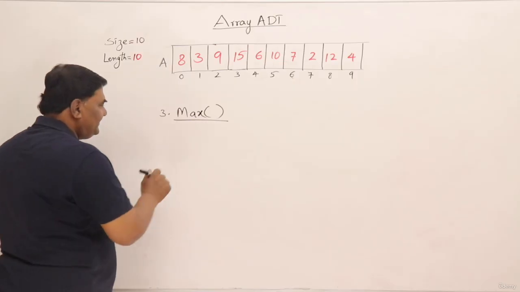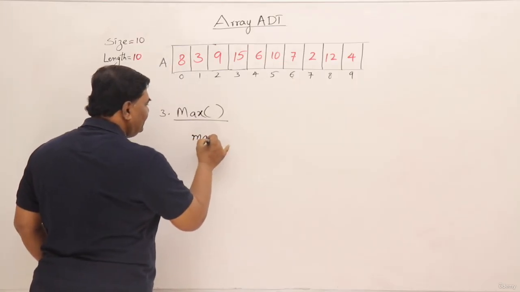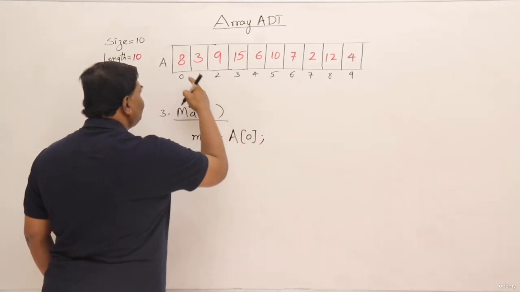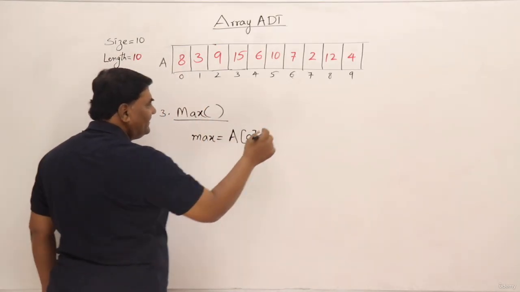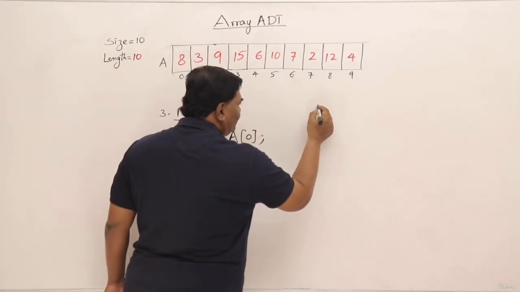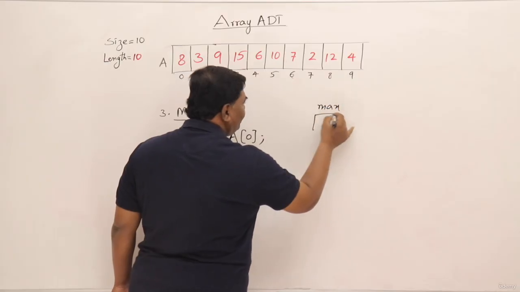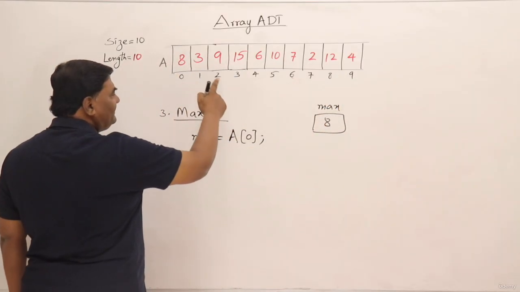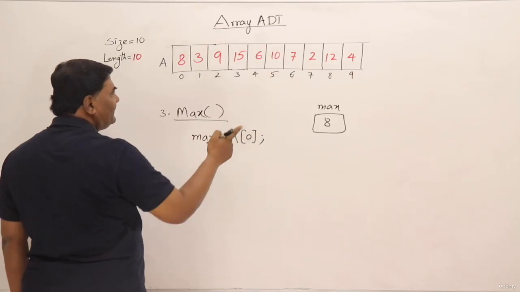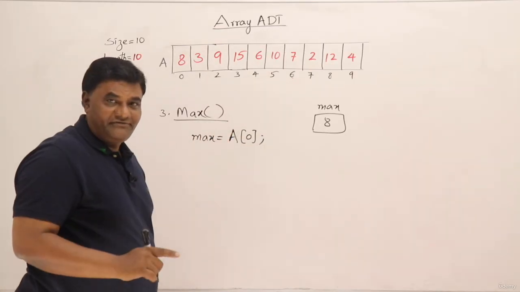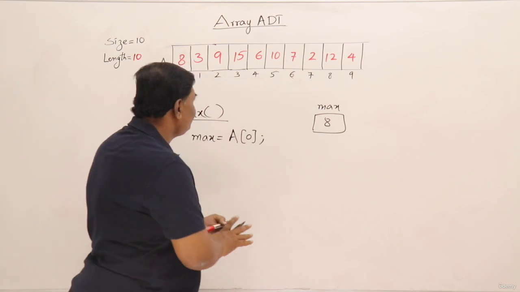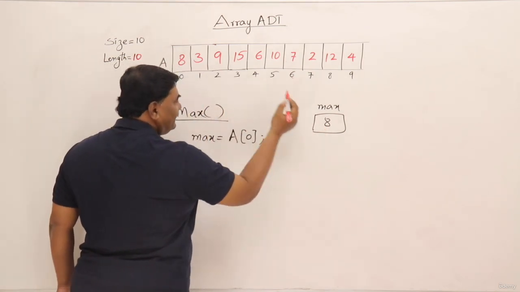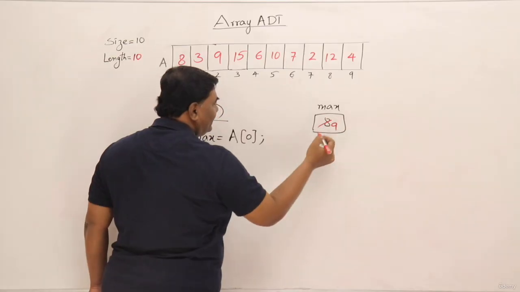So for that, I will take one variable called max, and in that I will store the first element, that is a of 0. So this element I will keep it there. So max is now first element, that is 8. Now go on comparing this with all the rest of the elements, and if any larger element is found, then replace this one. So let us do it. 3, is it greater than this one? No. 9, is it greater than this one? Yes. Modify this to 9.